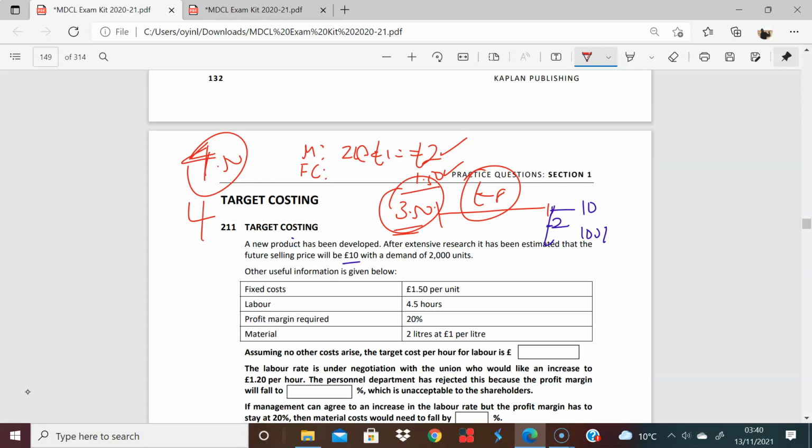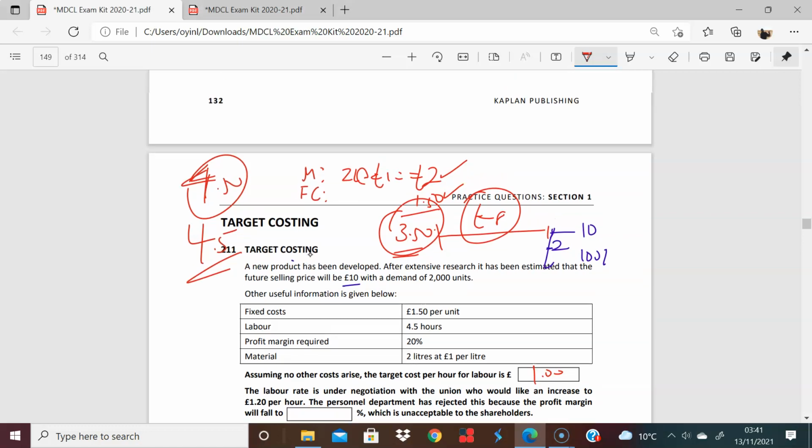And you need 4.5 hours to do this. So unfortunately for you, all you can do here is £1 an hour, right? Because if you need 4.5 hours, that's the best you're going to be able to do. And so, in a way, we're just playing with numbers. It says here, okay, listen, the labor rate is currently under negotiation with the union, and this could increase to £1.20 per hour.